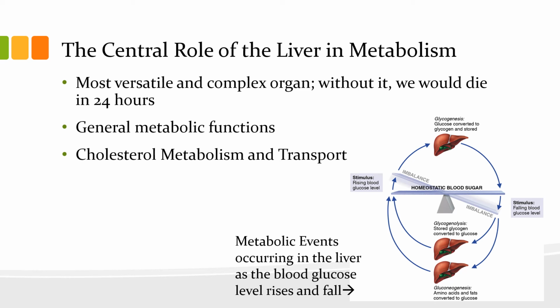Hormones such as thyroxine, insulin, and glucagon are vitally important to controlling blood sugar level and in handling glucose in all body cells. So you can see here in the image the metabolic events occurring in the liver as blood glucose levels rise and fall. We've talked about this a little bit when we were talking about the endocrine chapter.